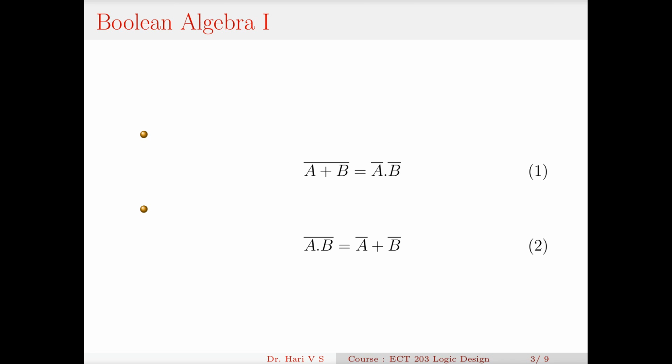Now, De Morgan's law says (A OR B) complement is equal to A complement AND B complement. The first line says (A OR B) complement, that is one of De Morgan's laws, that is (A OR B) complement is equal to A complement and B complement. What is the meaning of this (A OR B) complement?